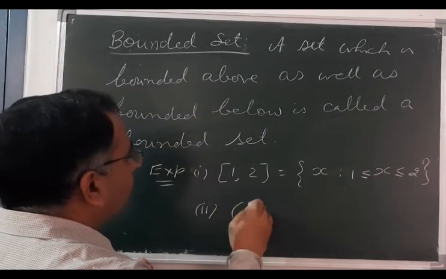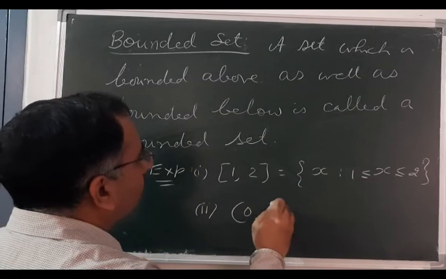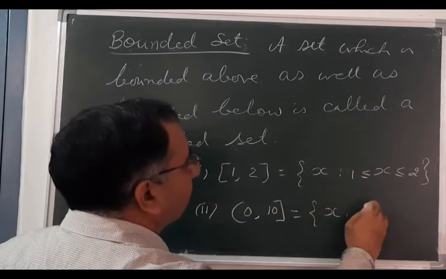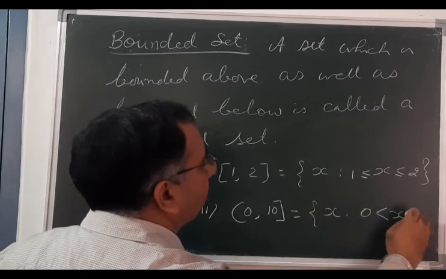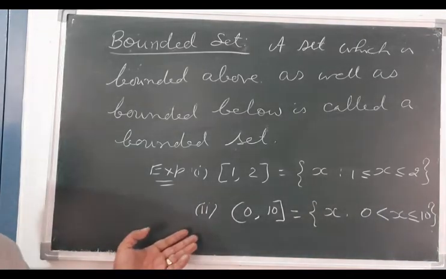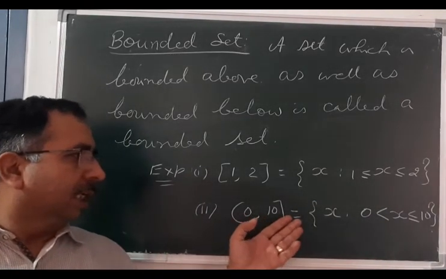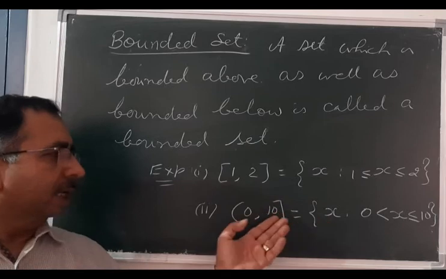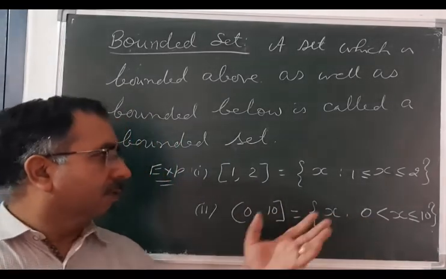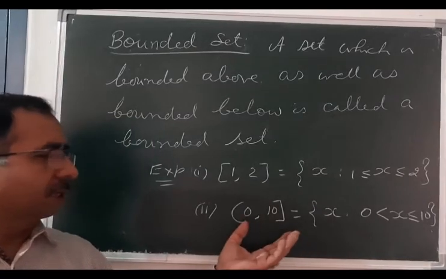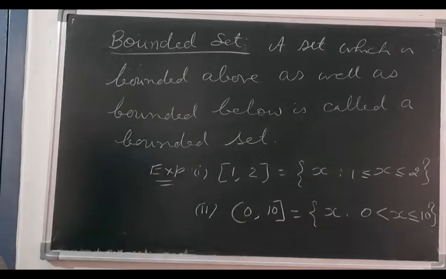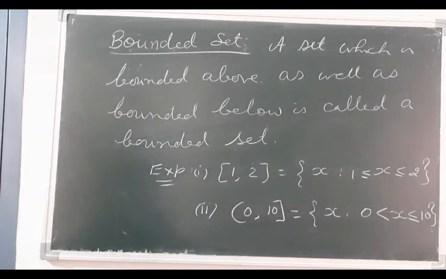So I can take 0 to 10. This is all x such that x is greater than 0 and less than or equal to 10. This is again a bounded set. Every element of this set is greater than 0 and every element of this set is less than or equal to 10. Therefore, this set is bounded below as well as bounded above. Therefore, it is a bounded set. So, this is all about the definition of a bounded set.